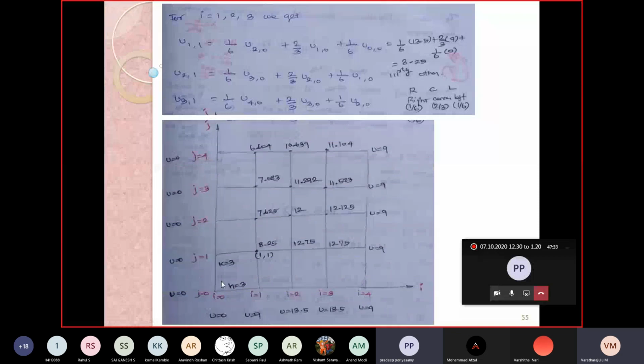And please take your calculator, and as I said, 1 by 6 into A plus 2 by 3 into B plus 1 by 6 into C. Please give your A. Here I am giving A is equal to 0, your B is equal to 9, your C is equal to 13.5. And tell me what was the result.